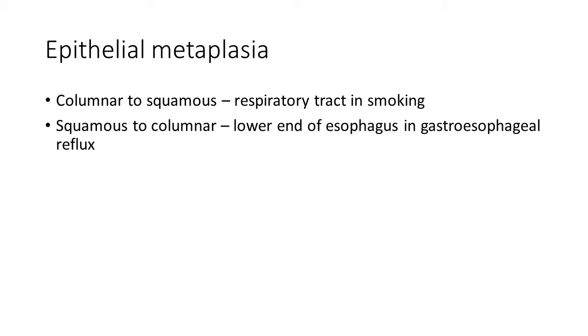Classic example is the epithelium of respiratory tract in smokers. In smokers, the normal pseudostratified columnar ciliated epithelium of the respiratory tract transforms into a more strong squamous epithelium. Another example where squamous epithelium transforms to columnar is at the lower end of esophagus in the condition of gastroesophageal reflux in order to withstand the attack of the acid.